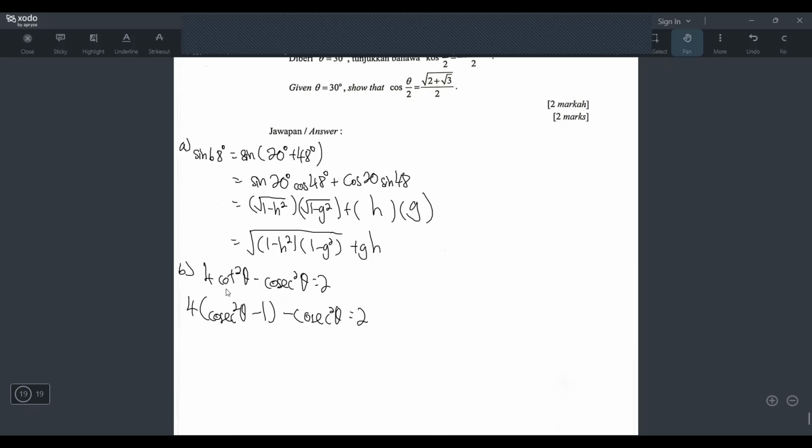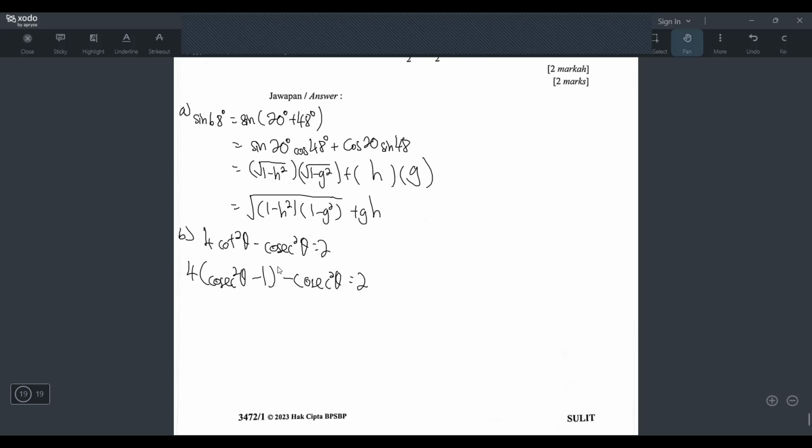But the one I'm doing now is I change the cot square to cosec square theta minus 1, and then the cosec square I leave it, right? Don't change the cosec square and the cot square both, okay? Because if you do that, you will end up with 2 different trigo. I want my equation to have 1 trigo all the way. So now if you look, my equation only has cosec square. So now it's easier to solve.